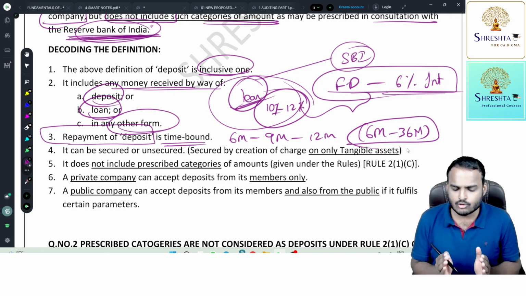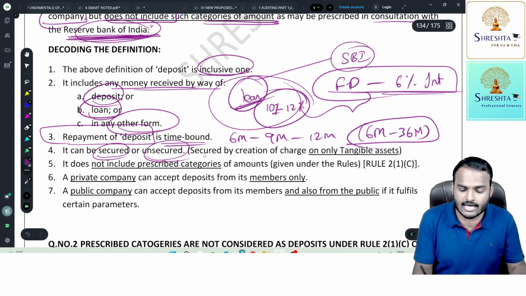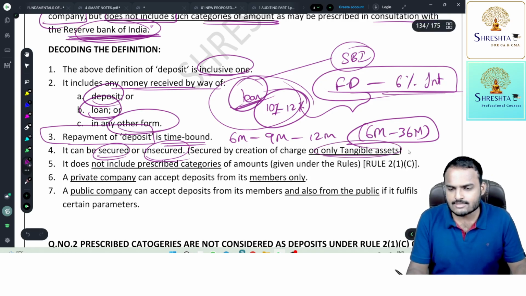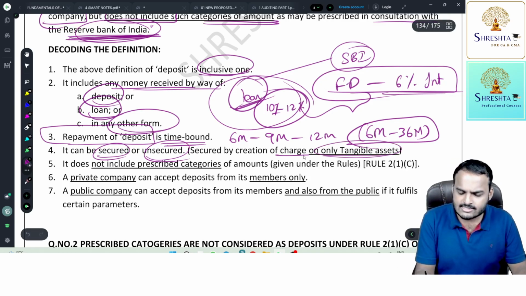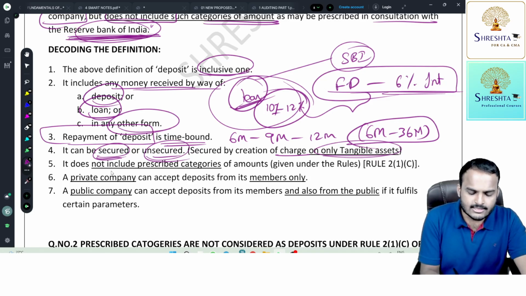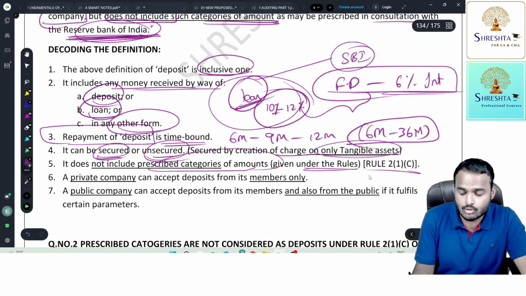So this is a time bound concept. Automatic renewal is not there. It can be secured or unsecured. Secured means by way of creation of charge on only tangible assets. So what is this charge, security, unsecured? All these concepts we will discuss in the charges chapter. It does not include prescribed categories of amounts given under the rules, Rule 2, Sub-Rule 1, Clause C.